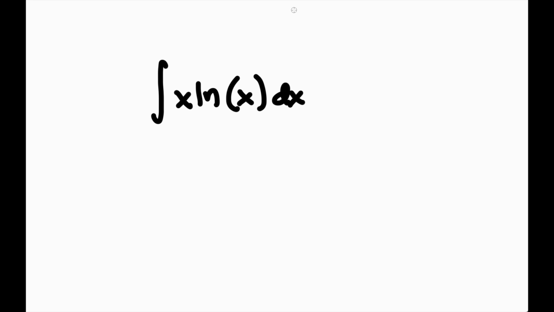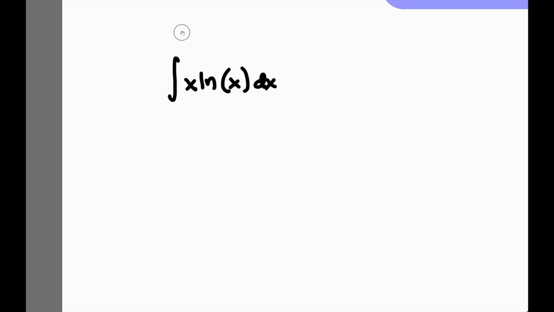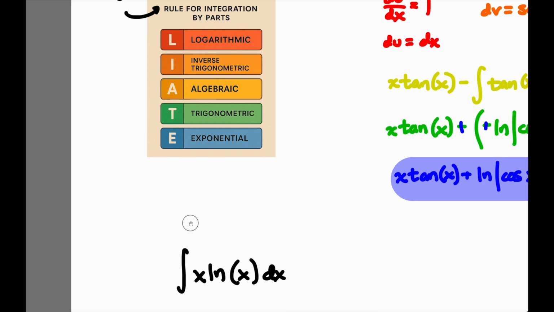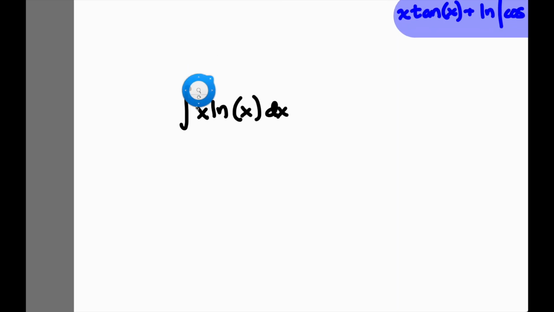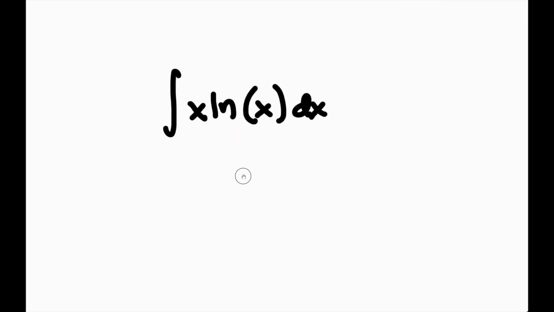All right, let's do another problem here. We have x times ln of x. We're doing the integral of that expression right there. The first step, just like before, is we have to pick our u. Just to reiterate, we want to use that LIATE rule for picking our u. In this case, we have x and ln of x. Well, the top one is logarithmic, and we have that ln of x. So our u in this case is not going to be x like the last one.